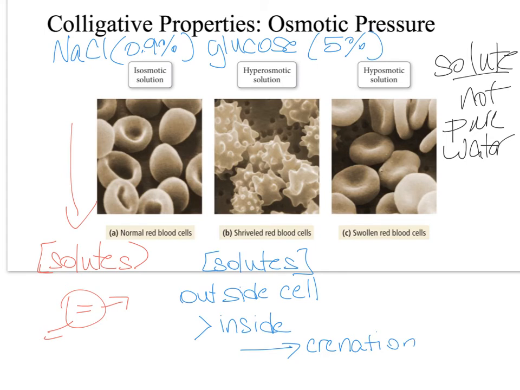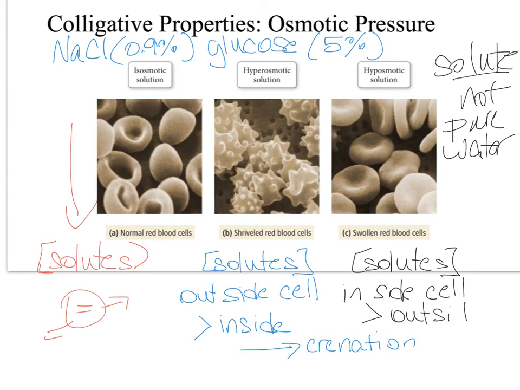The third circumstance is a hypoosmotic solution, where the solutes inside the cell are greater than the outside. So water is going to flow inside the cell and cause them to swell and maybe even rupture.